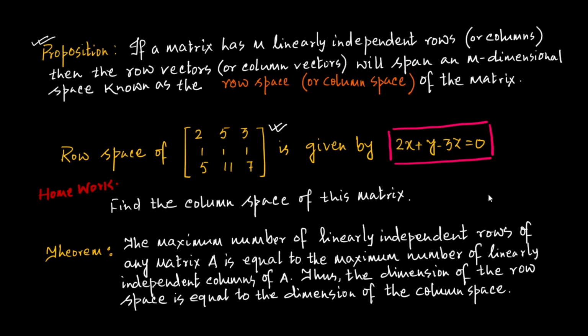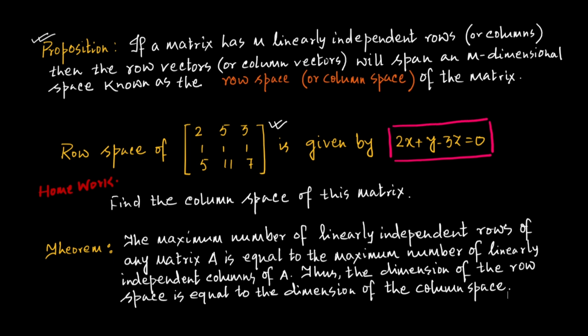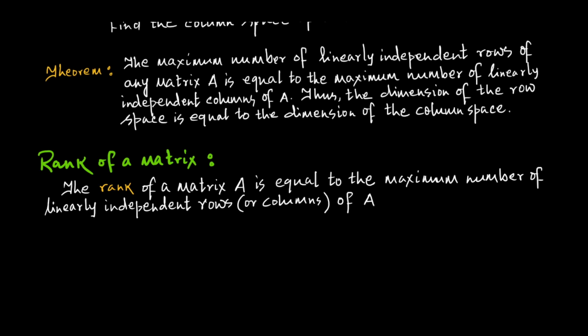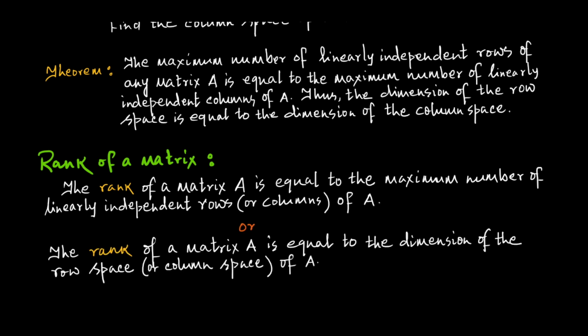Now, this equal number is known as the rank of the matrix A. Therefore, we can formally define the rank of a matrix as follows: the rank of a matrix A is equal to the maximum number of linearly independent rows or columns of the matrix A, or equivalently, the rank of a matrix A is equal to the dimension of the row space or column space, since they are equal, of the matrix A.